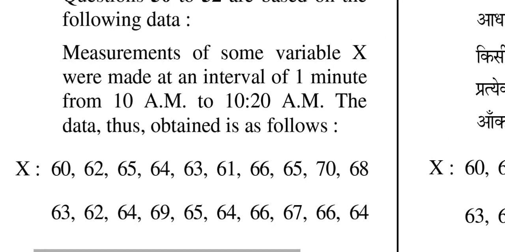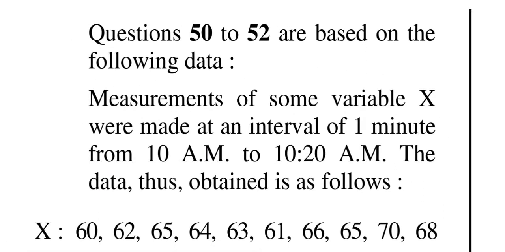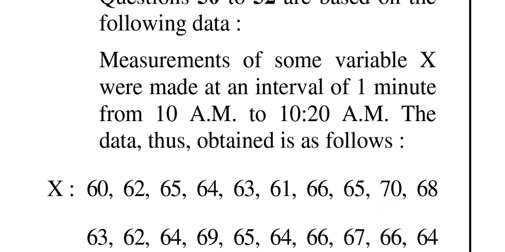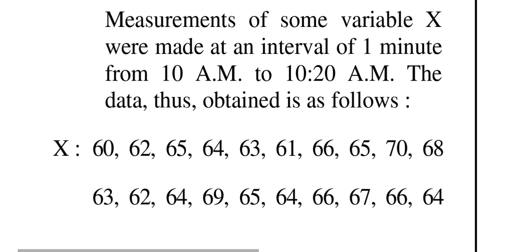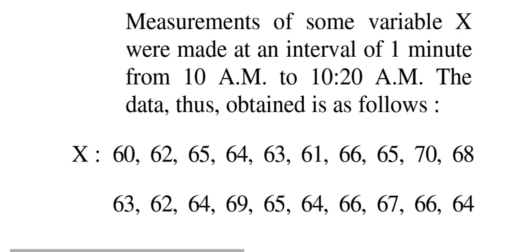Next question, we have got a different question. Questions 50 to 52 are based on the following data. Measurements of some variable X were made at an interval of 1 minute from 10 a.m. to 10:20 a.m. The data thus obtained is as follows. Read it twice.